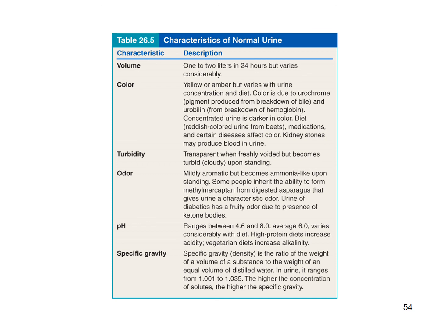Your pH is going to be between 4.6 and 8. It varies with diet. High protein diets increase acidity. Vegetarian diets increase alkalinity. And the specific gravity basically means how dense it is. So it ranges from just a little bit more dense than distilled water to a bit more. And so if it weighs more, it basically means that it has more solutes in it.